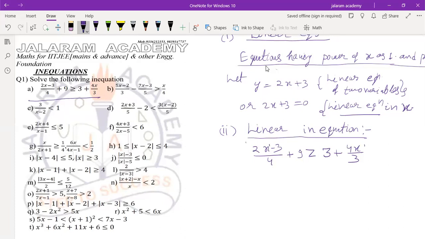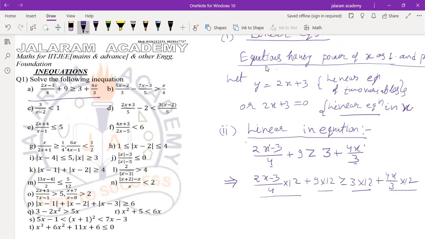Yes, sir. Now, how to solve this linear inequation? First, we take the LCM of all the denominators. So it is what? 4 and 3. LCM of 4 and 3 is 12. So we multiply all the terms by 12: 2x minus 3 by 4 into 12 plus 9 into 12 is greater than or equal to 3 into 12 plus 4x by 3 into 12. Is that clear to you, everyone?